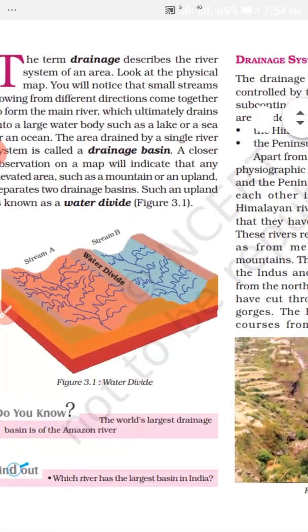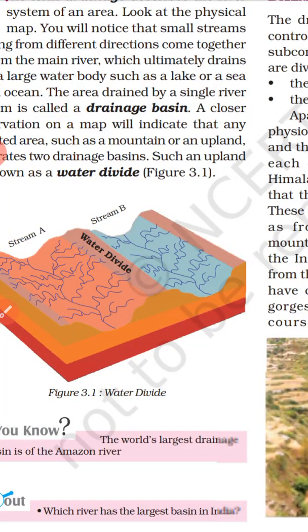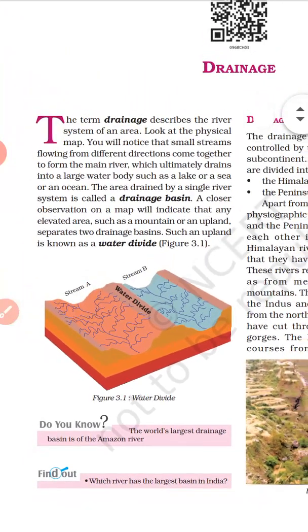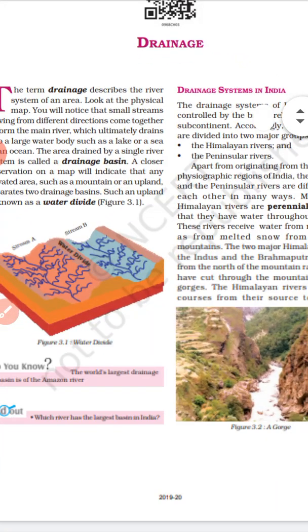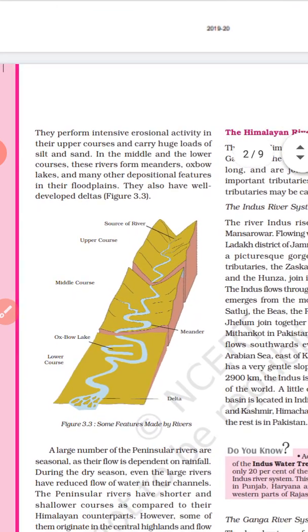Here you may see the water divide. Between the two mountains are stream A and stream B, the two different river basins, and the land between them is an upland called the water divide. Ambala is an example of a water divide.